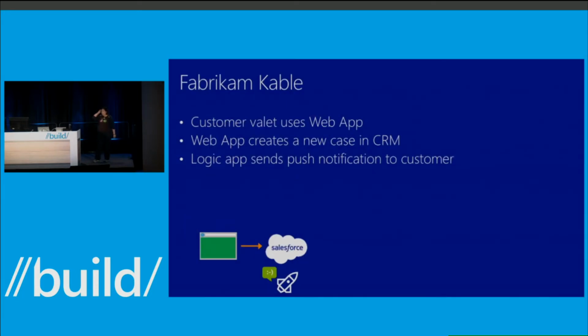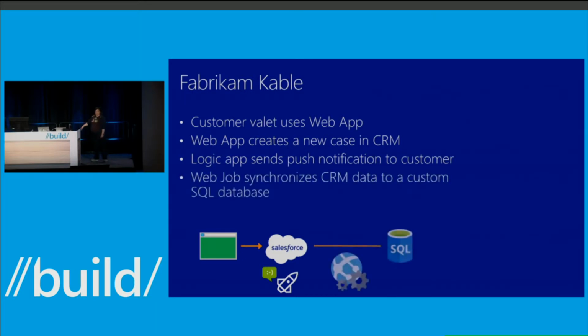So let's go back to the Fabricam cable example, and let me fill in the mobile app backend part of it. We already showed this part. A new piece is that we have a web job that is going to synchronize the CRM data, the customer cases, to a custom SQL database that's specific to the Fabricam cable system. So you could think of that database as having more information than just the customer data. For instance, it could have asset information of which cable boxes are given out to which customers.